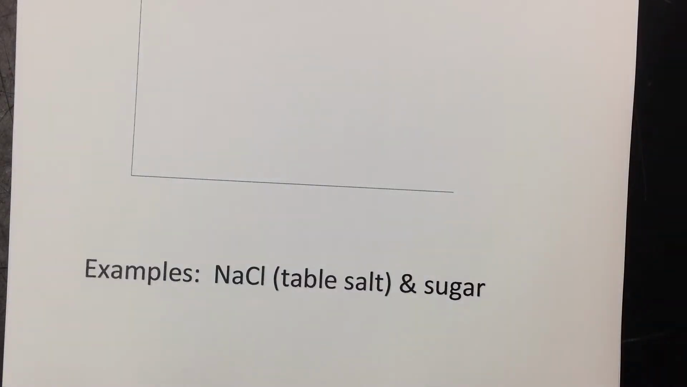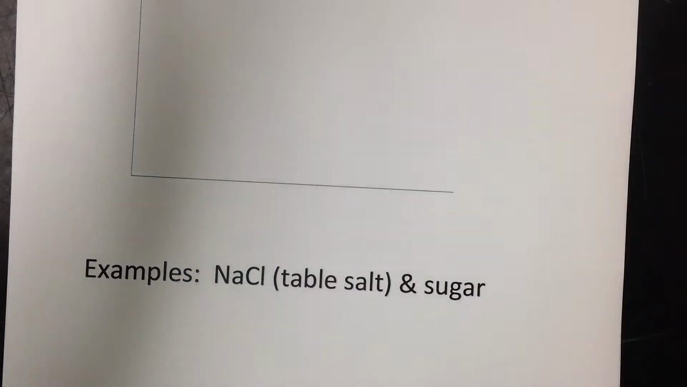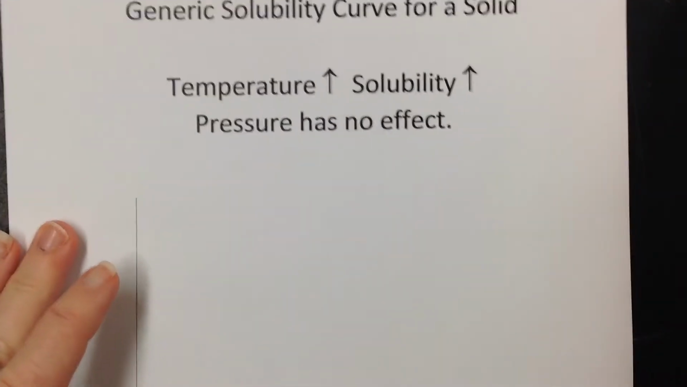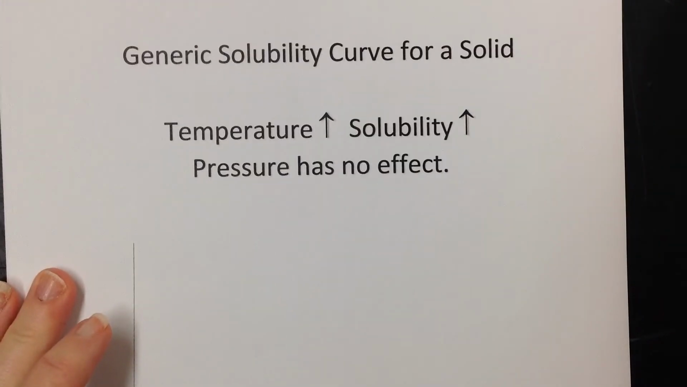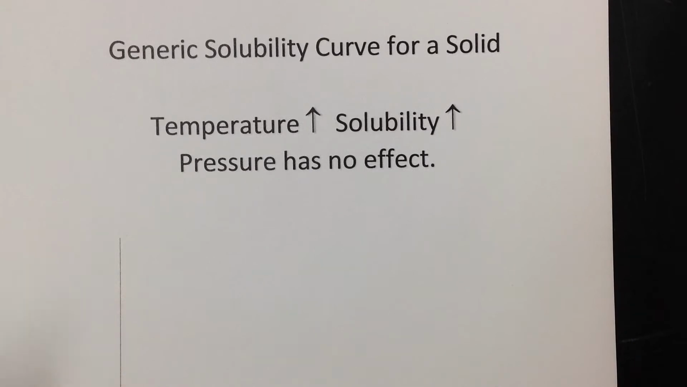Now, we're going to look at a generic solubility curve for a solid. And what you need to know about a solid is that when temperature goes up, the solubility goes up. Also, it's important to point out that pressure does not have an effect on the solubility of a solid, and what that means is you can't increase pressure to make it more soluble. It's not going to happen.